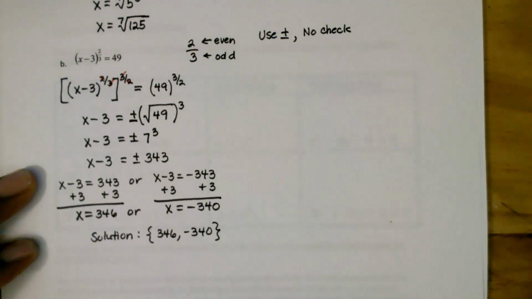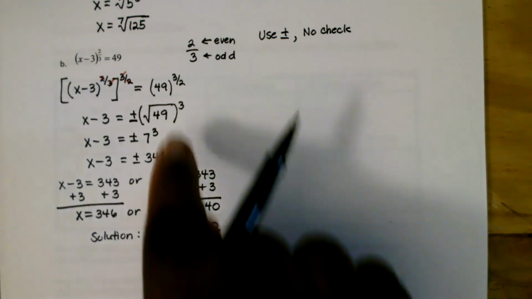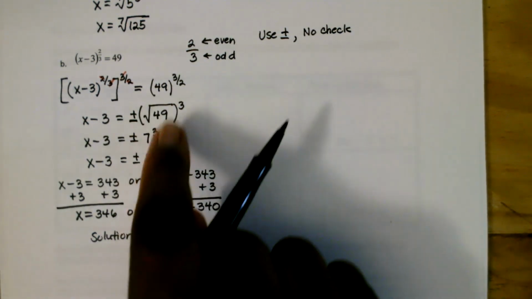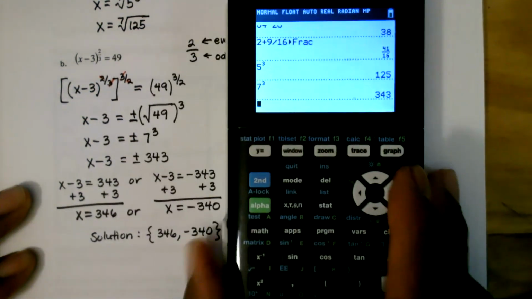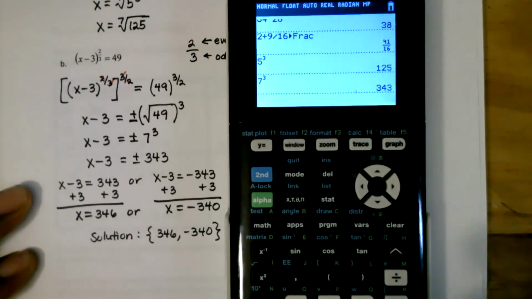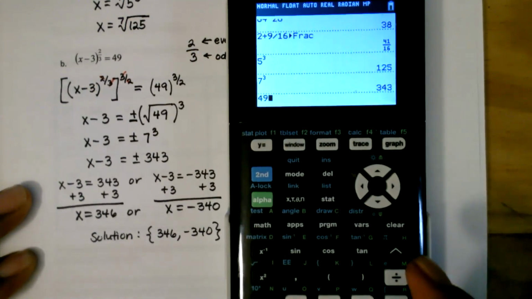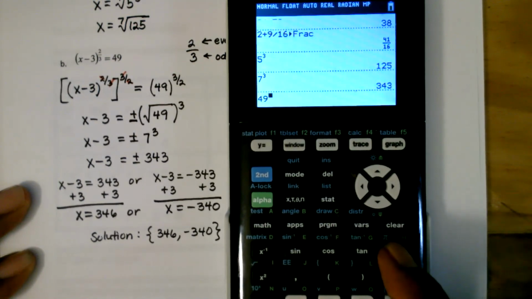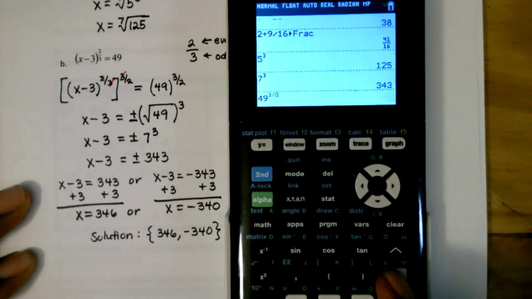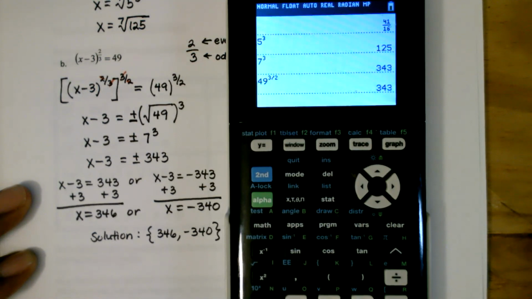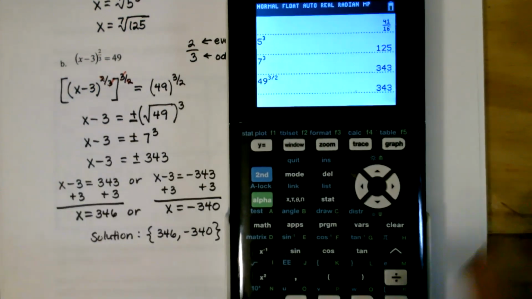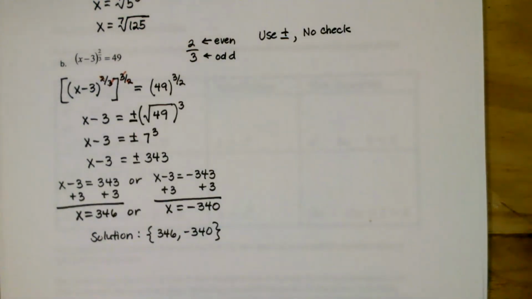And of course, we don't do the check here. Now, this right here, that 49 to the 3/2 power, you could have done that in the calculator if you wanted to by doing this. Typing in the number 49 and then hitting the hat key for your exponent, and then type in 3 divided by 2 and then hit enter. You'll get 343. And you have to include the plus or minus anyway. Okay.